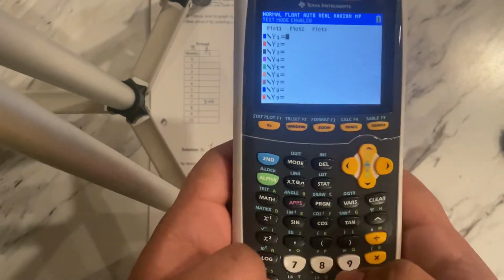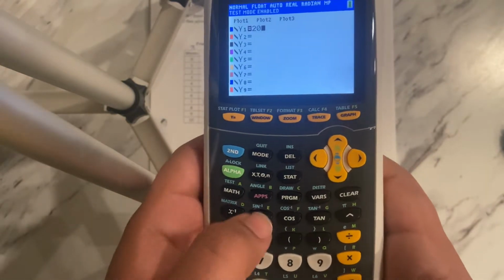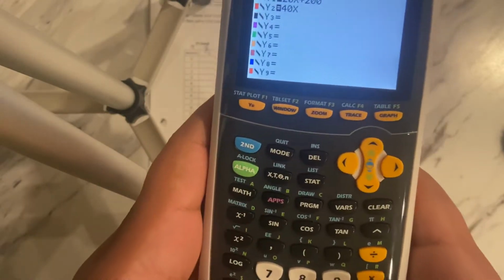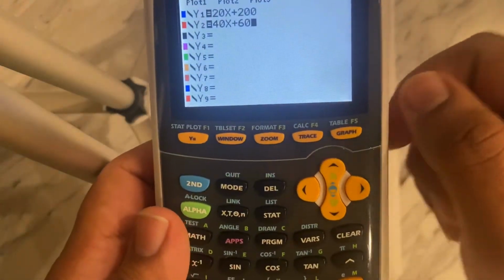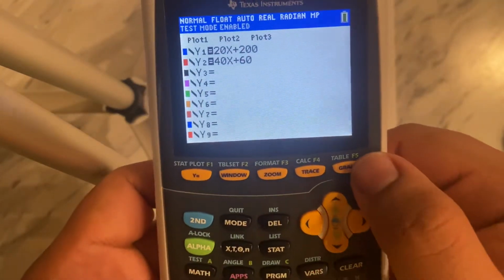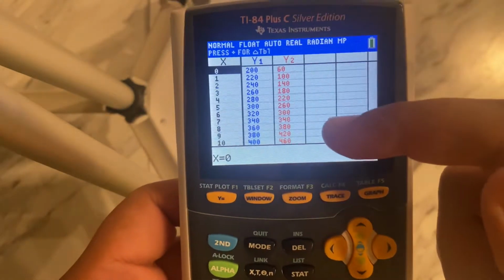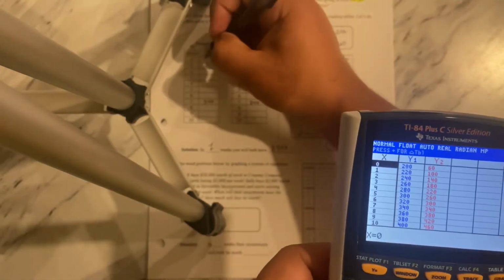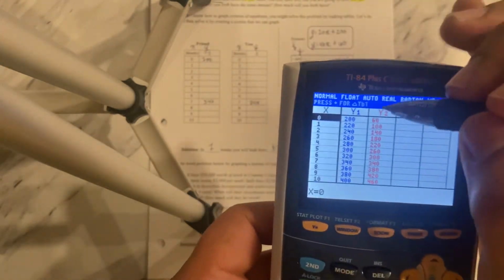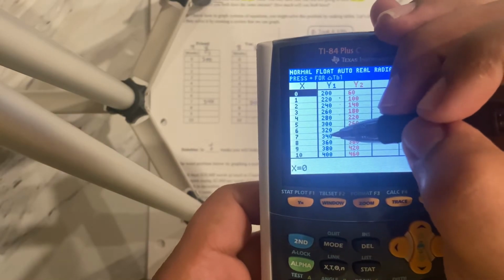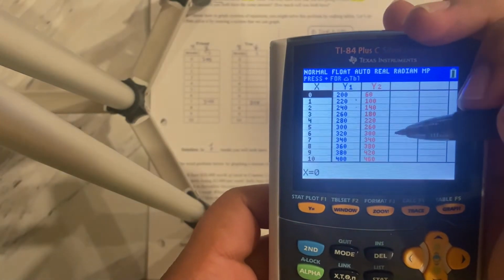Y equals 20x plus 200, 40x plus 60. The way I get to table, it says table right here. Got to press the blue button second. Second table. Tables pop out. This is the first equation, second equation, and you just put in the table right there. Of course, this is 200 and so on. 220, boom, boom, boom, boom. As we can see, 7, 340, 340. That looks good to me.